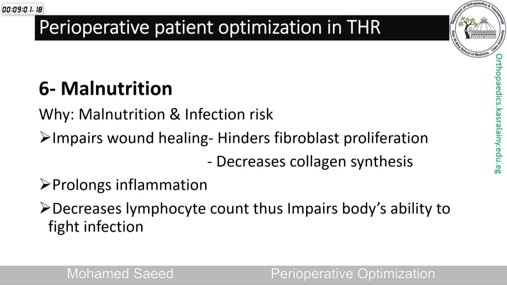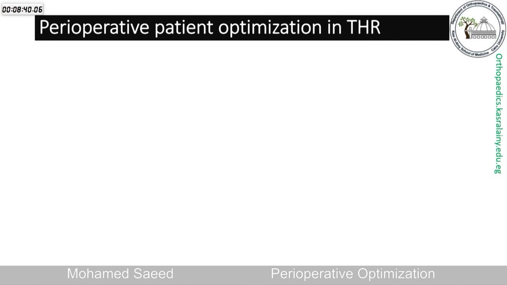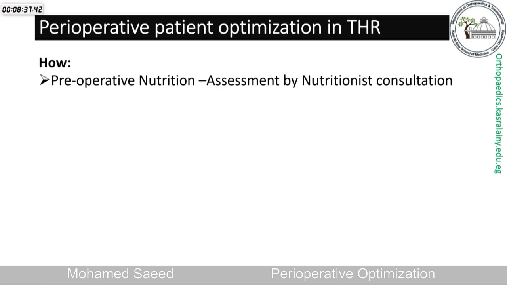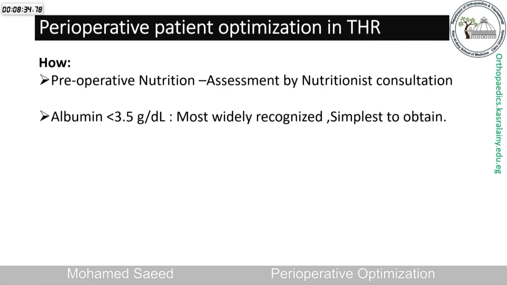Malnutrition. Why is malnutrition a risk factor for infection? Because it impairs wound healing, it hinders fibroblast proliferation and decreases collagen synthesis, prolongs inflammation and decreases lymphocyte count and impairs the body's ability to fight infection. How we will assess the malnutrition? By asking a nutritionist before operation. We will check albumin if it is below 3.5. It's the most widely recognized and simple to obtain.